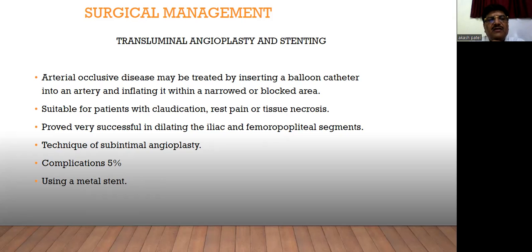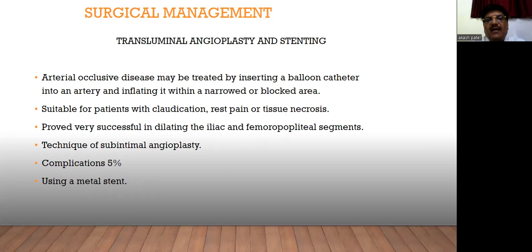And there is one technique of subintimal angioplasty also. When there is a total blockage of the artery, with the help of a guide wire, one can create a dissection into the artery and then push that guide wire up or down till it re-enters the lumen where there is no blockage. So the guide wire is crossed completely, dissecting the intima.